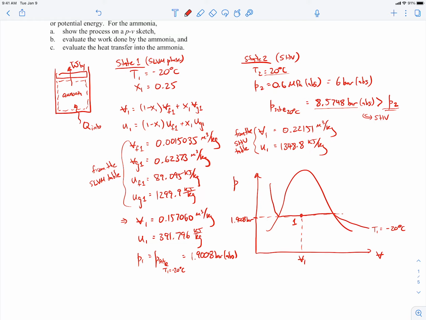State 2 is at a higher temperature and a higher pressure, 6 bar, and we know it's in the superheated vapor region. So let me draw that pressure somewhere up here, 6 bar. And let's draw the saturation isotherm for that one.